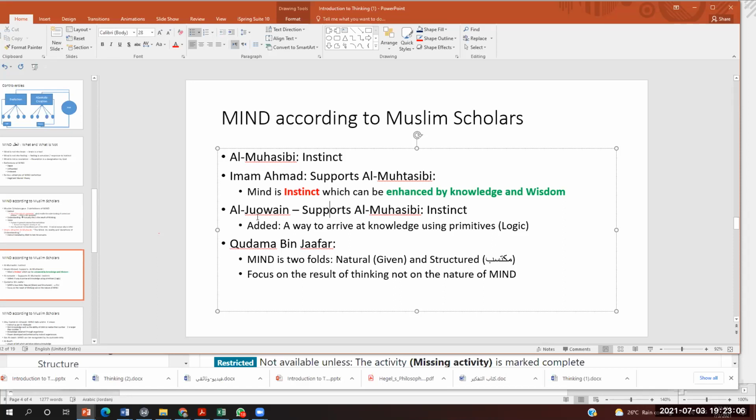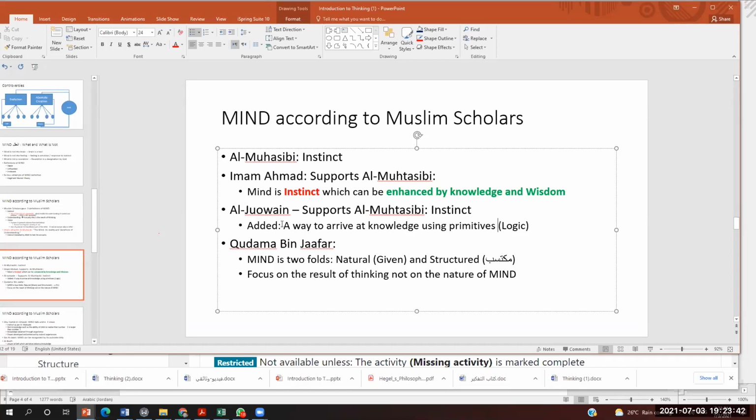Al-Juwayni is called Imam al-Haramain. Imam al-Haramain al-Juwayni, this is the Imam of both Haram in Medina and Mecca. He supports al-Muhtasibi again, and he says it's an instinct, and he adds to it a way to arrive at knowledge using primitives. This is logic. So al-Juwayni was impressed or maybe affected by the logic, which was already translated from the Greek philosophers. And so he said, it's a way.